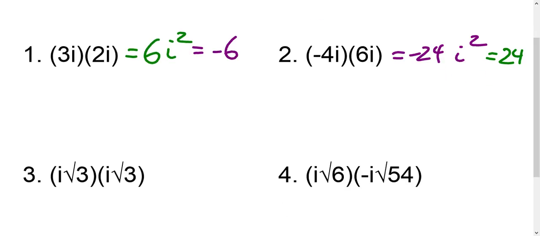These other two are just trying to make it more difficult. Square roots, you multiply them. They're still numbers. Square root of 3 times square root of 3. You multiply the inside numbers. Square root of 3 times square root of 3 is like square root of 9. i times i is i squared. And then we know that the square root of 9 is 3. i squared is -1, so that's -3.